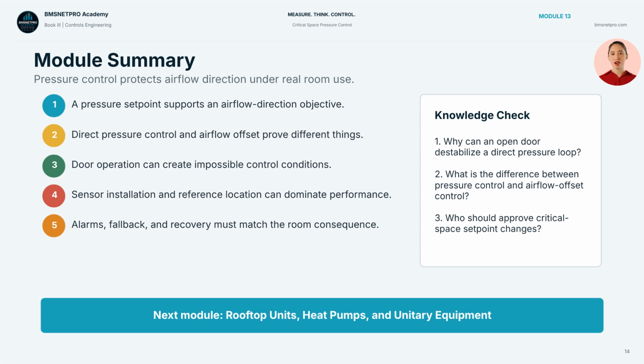Let us summarize. Pressure control protects airflow direction under real room use. A pressure set point supports a directional airflow objective. Direct pressure control and airflow offset control prove different things. Door operation can create impossible control conditions that require door-aware logic. Sensor installation and reference location can dominate performance. Finally, alarms, fallback, and recovery must match the consequence of the room. In the next module, we will move to rooftop units, heat pumps, and unitary equipment.